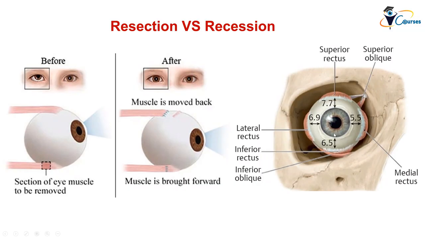Okay. And that's why it is very important to know the insertions of the muscles. The medial rectus is inserted 5.5 millimeters from the limbus, inferior rectus 6.5, the lateral rectus 6.9, and the superior rectus is the farthest at 7.7 millimeters. We said that in the anatomy, and we said that it has a significance in the surgical management of strabismus. Here is the significance: when you know the normal insertion, you know how much you disinsert the muscle for recession, and you know also where to reinsert the muscle in case of resection.